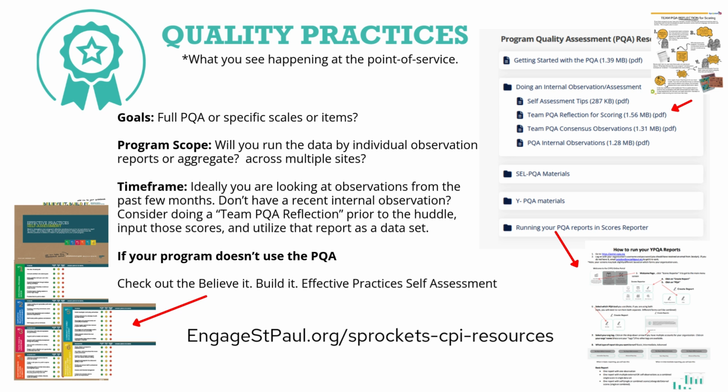If your team doesn't use the PQA, maybe you haven't started with that yet, but you still want to be thinking about your quality practices, there's another great resource that comes out of Ignite. It's the Believe It, Build It Effective Practices Self-Assessment. This has 6 building blocks, and some of them are relevant to the direct service components, but there's also some great reflective questions around program design and other elements that do impact the quality of your program. And so that might be something you can do ahead of time and bring and use to reflect on, or we will also have these available at the huddle if you need to use that one for that conversation at that point.